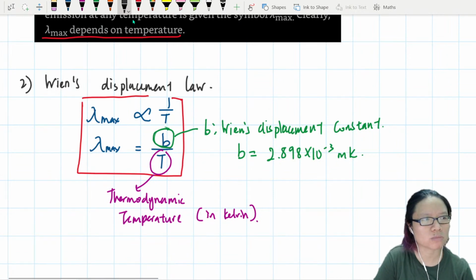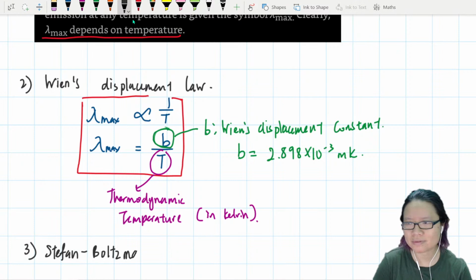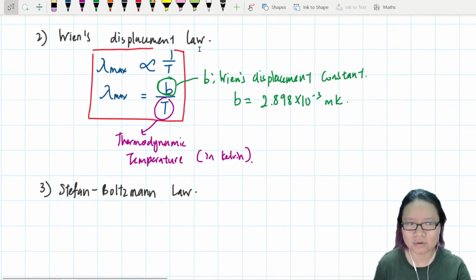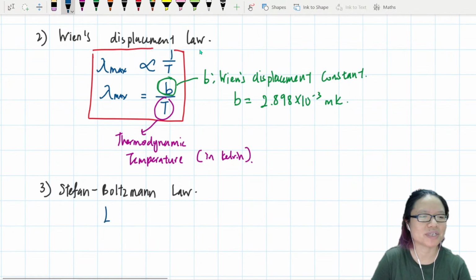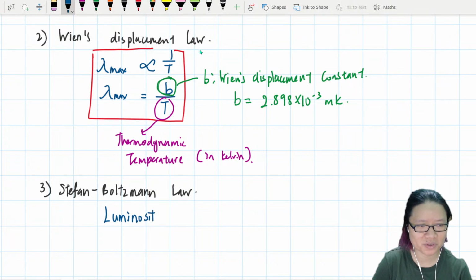I'm just going to call it number 2. Number 3, Stefan Boltzmann. When was the last time you heard the name Boltzmann? Is he from some gas law? It's like he has his name everywhere, right? Yeah, because he was alive during the time where science was fresh and new, so he discovered a lot of stuff.